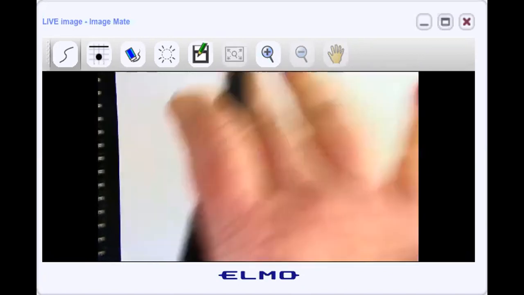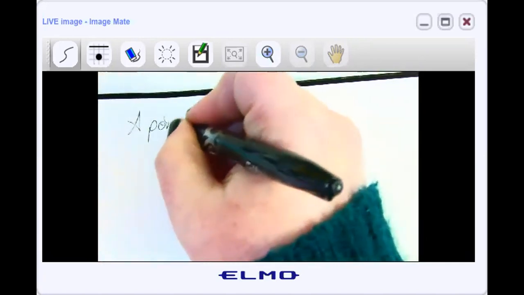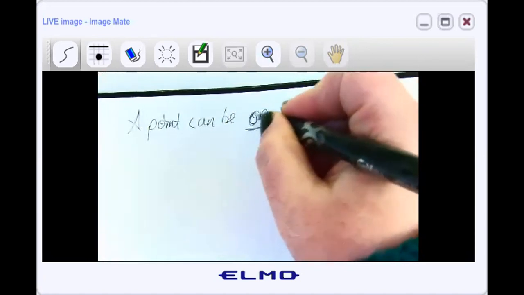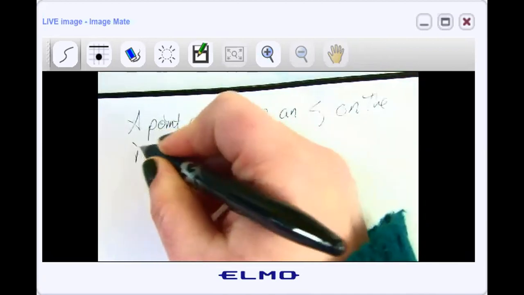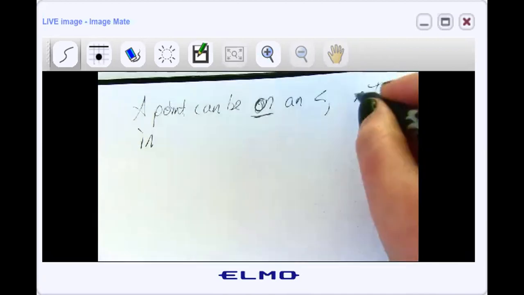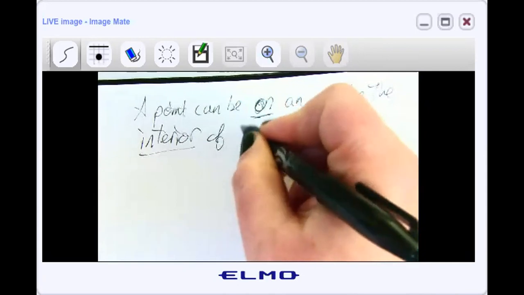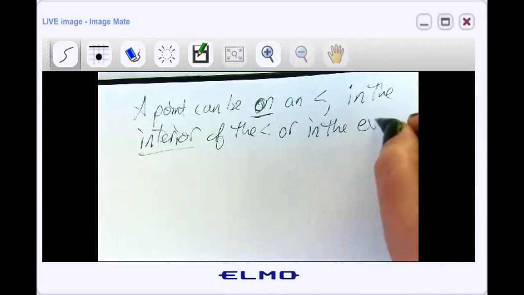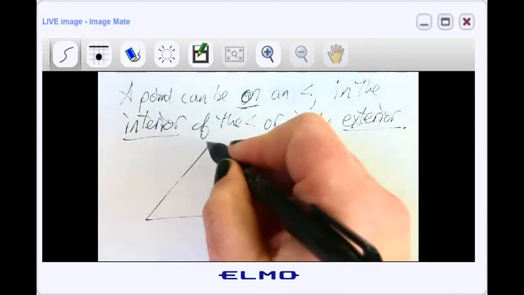And let's flip. Okay, so the last little tidbit here is that a point can be on, like literally on an angle, in the interior of the angle, or in the exterior. Okay, so let me just show you a real quick diagram to show this.